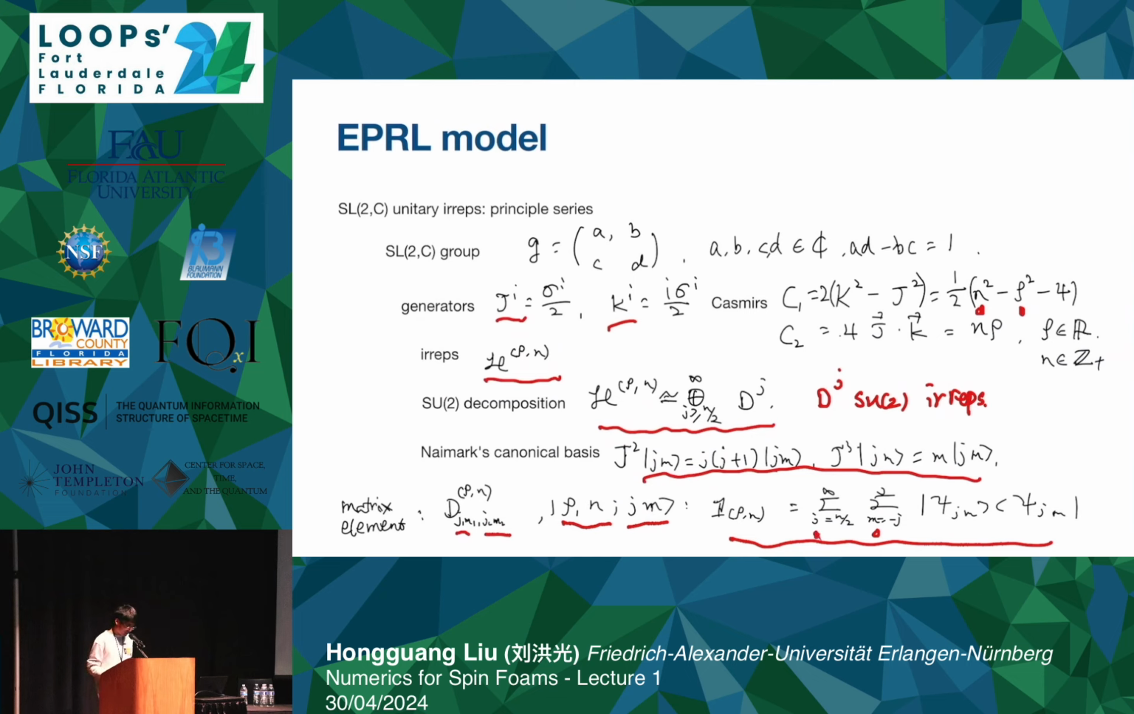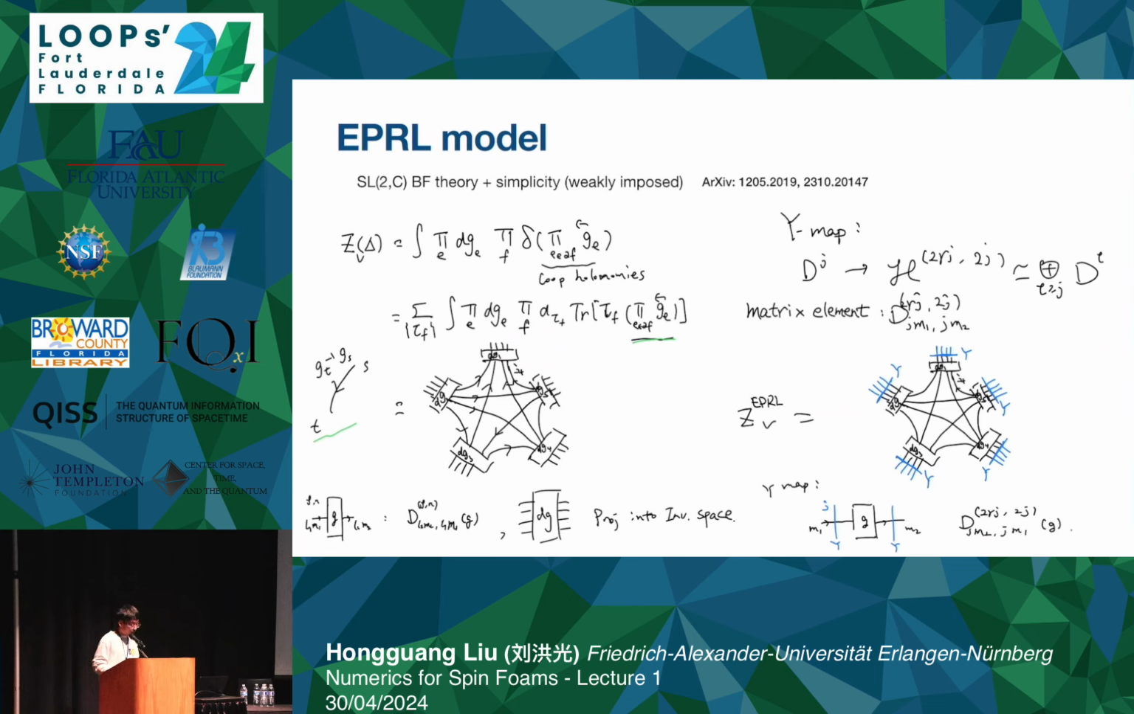So that's the basics of the SL2C unitary irreducible representations, and how the spin foam is defined. So this is a very complex thing. We know the EPRL model, or the spin foam model, is basically SL2C BF theory, which is the topological theory, plus the weakly imposed simplicity constraint.